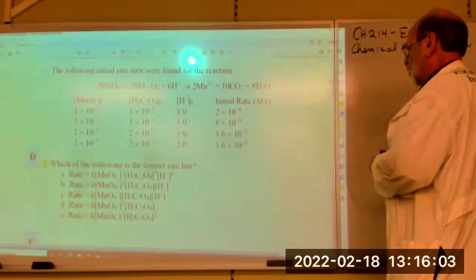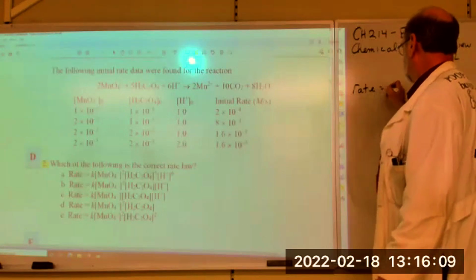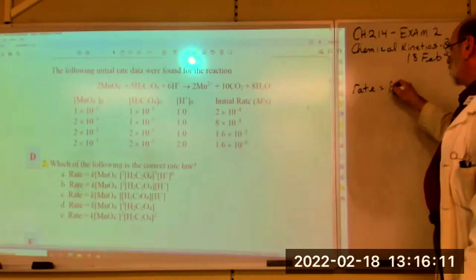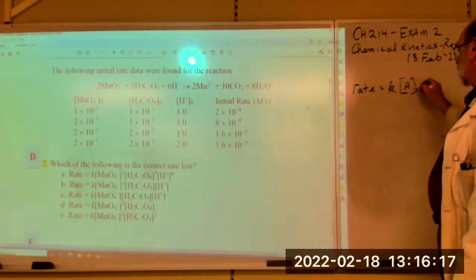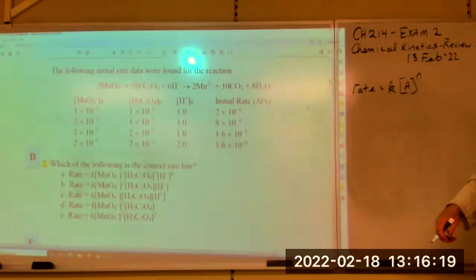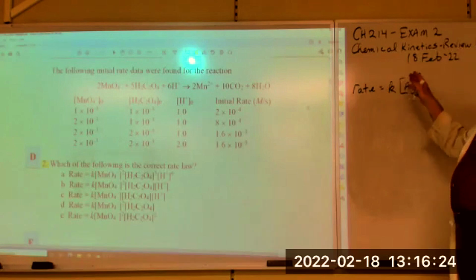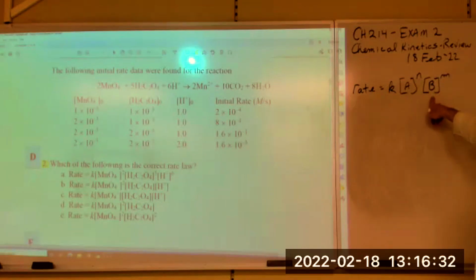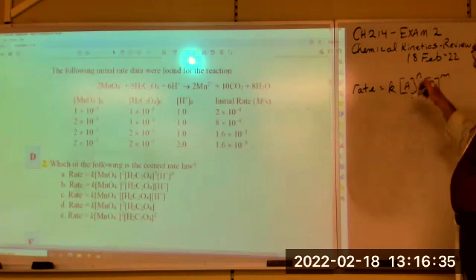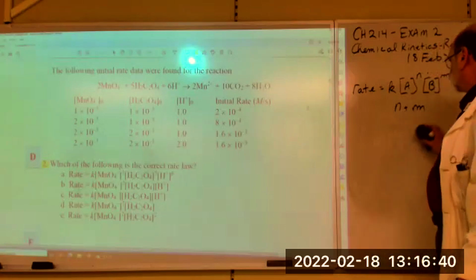So remember how we write the rate law. Well, if it was one component, we would have a K, and then the concentration of whatever component to some power. And this is the order of that reactant. Since there's only one of them, that's also the order of the reaction. If we have more than one, that would be the order of this reactant, and the order of the reaction would be m plus n. Okay, just as a review.